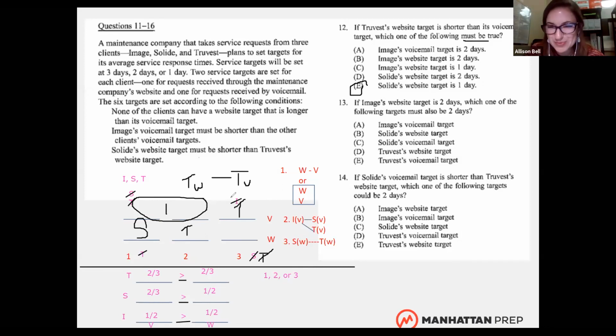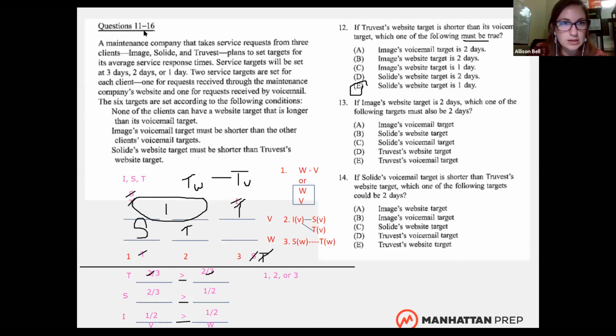While you're telling me what you want to remember from that question, let's see how we would do it with the bottom diagram. So if T's website target is shorter than its voicemail target, my options were 2 or 3 for each. Website has to be shorter. So that means that the website's going to be 2 and the voicemail is going to be 3.